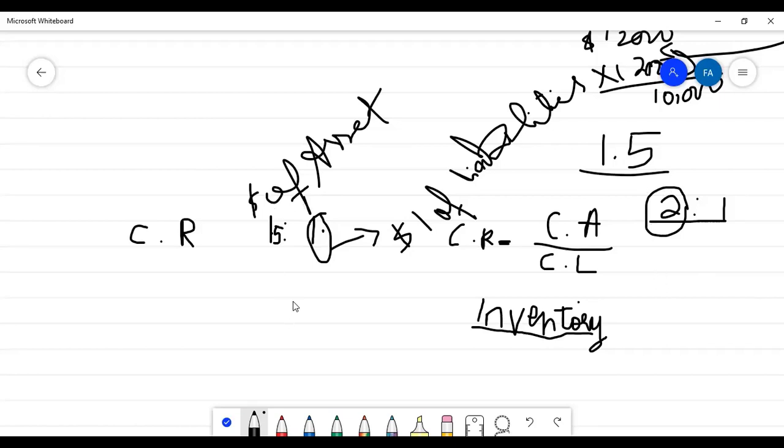If it is 1, then it's like good. You're using everything you have and nothing is idle. It's illiquid or it's not liquid. You can write it like this: illiquid or not liquid at all. The business needs to improve its liquidity position. Otherwise, it will be difficult to pay the short-term debts of the business.